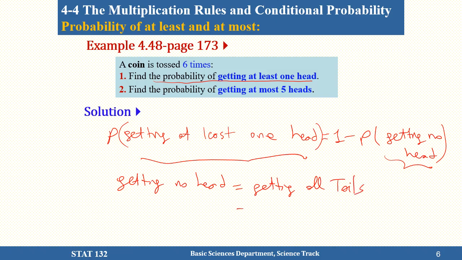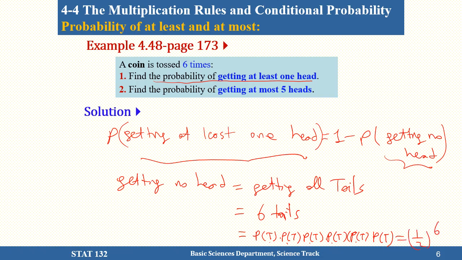So how many tails? It means 6 tails. So what is the probability? They're independent events, so you can say it will be the probability of getting tail, the probability of getting tail, the probability of getting tail. So you can write it 6 times, 1, 2, 3, 4, 5, 6, for each tossing. So this will be 1 over 2 to the 6th power.